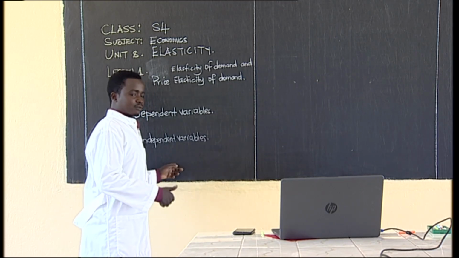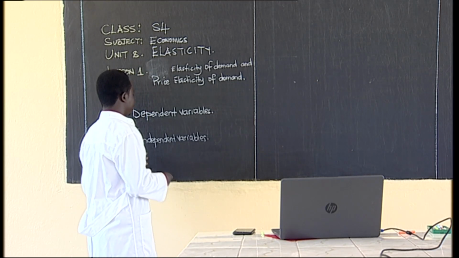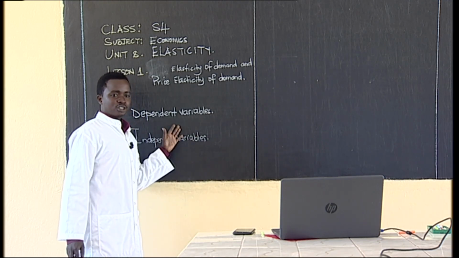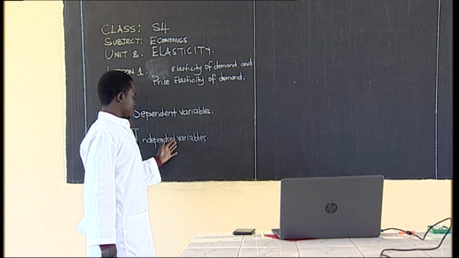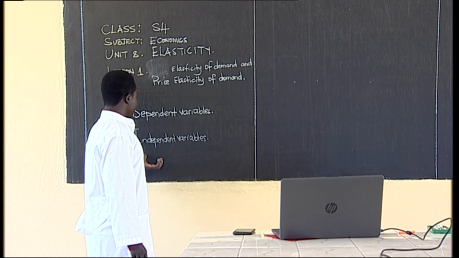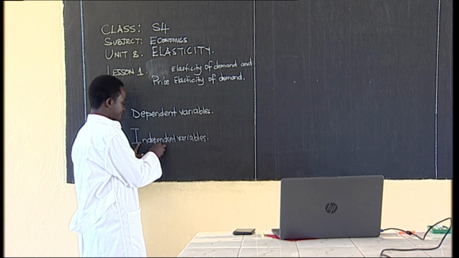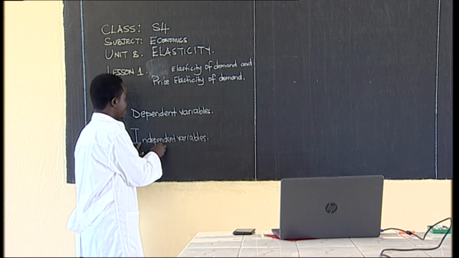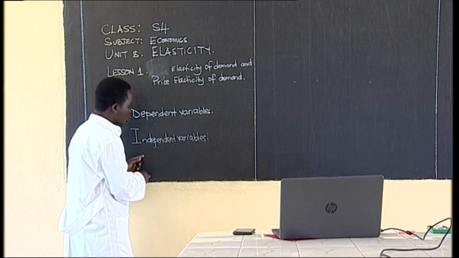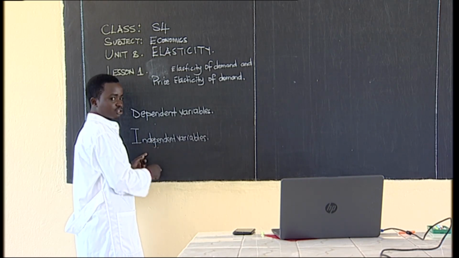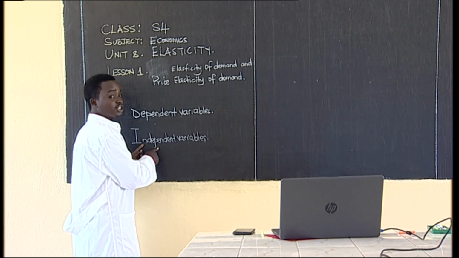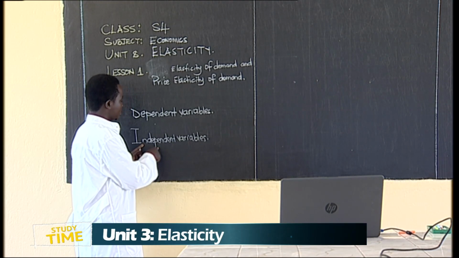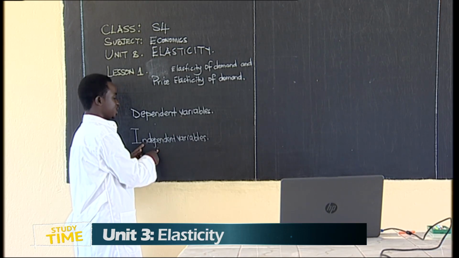With elasticity, we are looking at the degree of reaction, the measure of responsiveness of dependent variables to changes in independent variables. Meaning that an independent variable influences the action of a dependent variable. The dependent variables depend on independent variables. An indication that when independent variables change, dependent variables must also change, because dependent variables depend on independent variables.